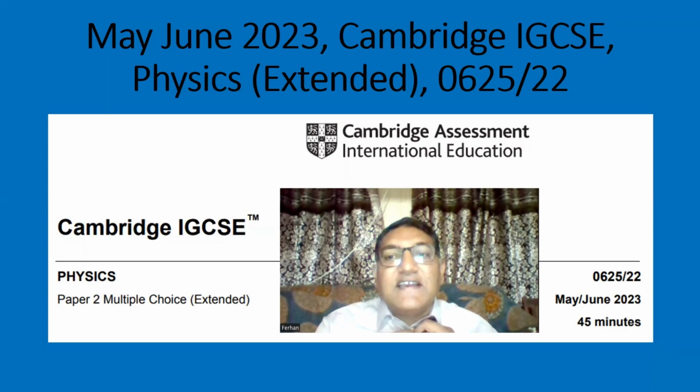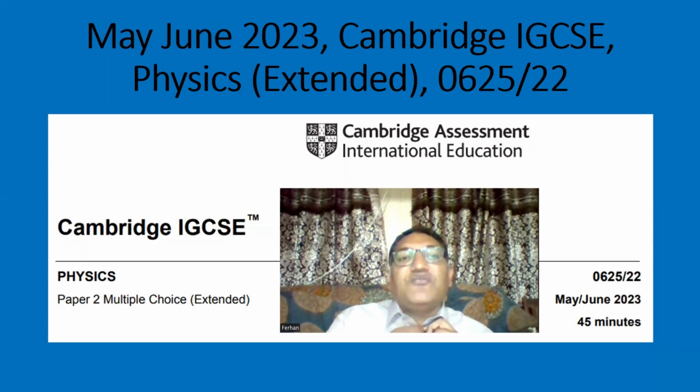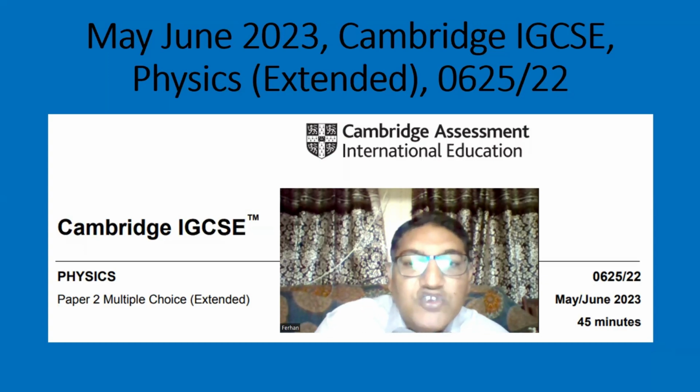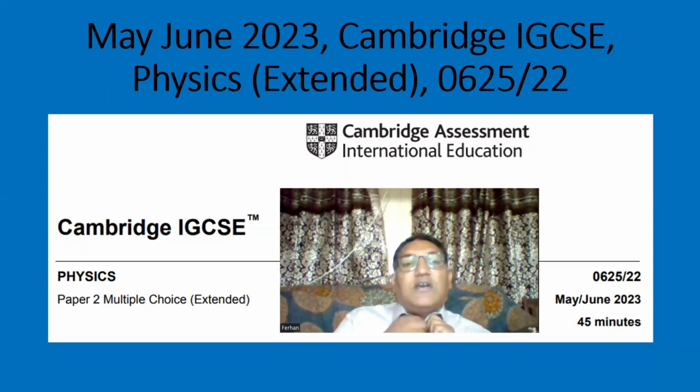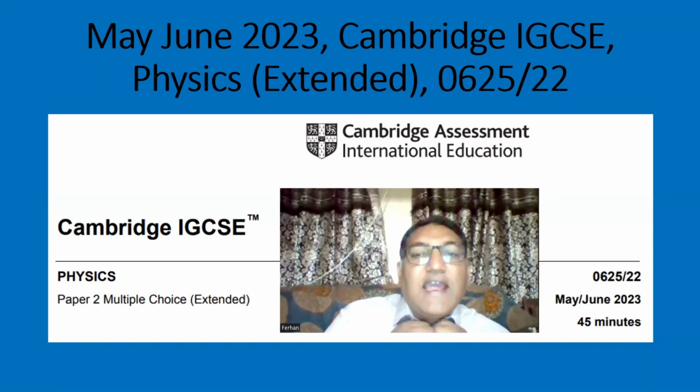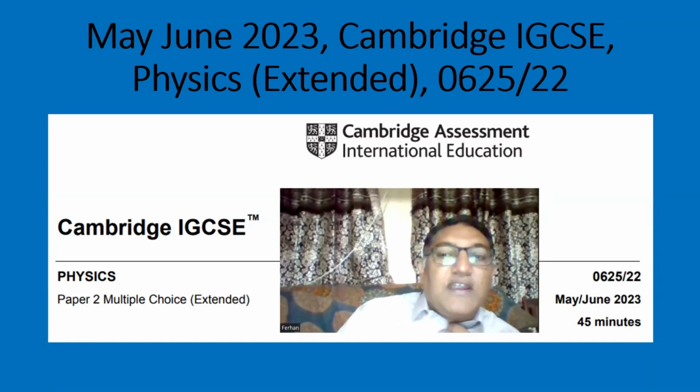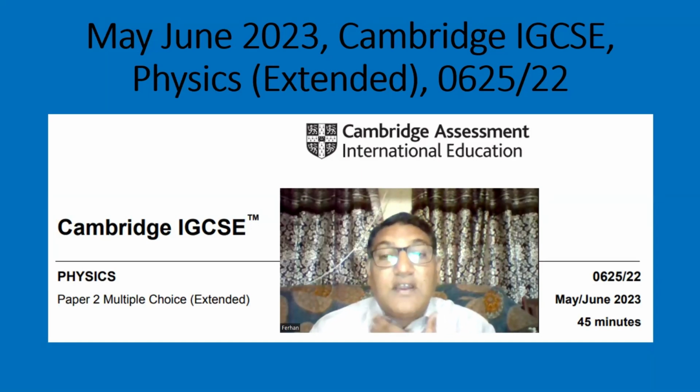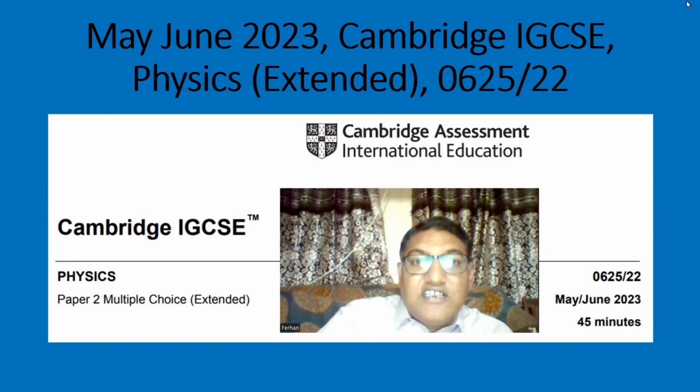This is extended physics, and the code for this subject is 0625. In this video we are going to attempt Paper 2 of this physics, and we have selected the May-June 2023 Paper 2. This paper belongs to Zone 2. The total marks for this paper are 40, and the time allowed is 45 minutes. So let's start this paper.